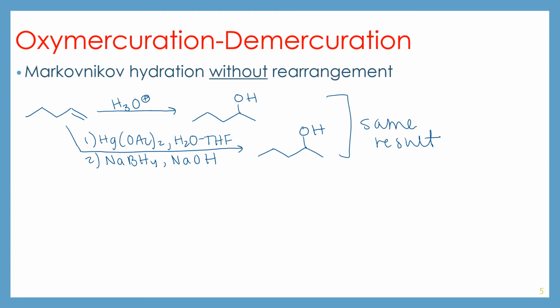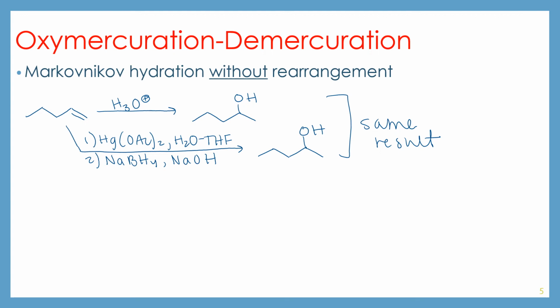Okay, so that's Markovnikov addition. We also have some other reactions. So our first one here is oxymercuration demercuration. This is still a Markovnikov hydration. It's still going to make the more substituted alcohol, but it does not have the possibility of rearrangement. There is no carbocation intermediate that forms here, and so you do not end up with carbocation rearrangement.